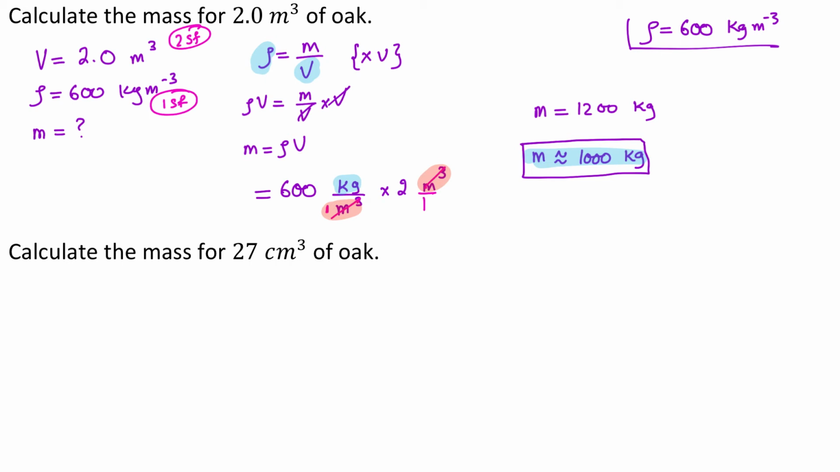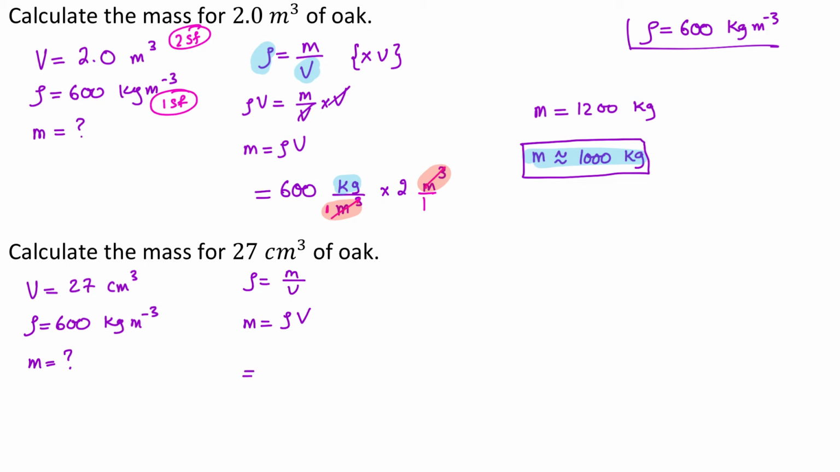Let's calculate the mass for 27 centimeters cubed of oak. And notice that this time our density is in a different unit compared to the volume that we have. I'm going to write the information that I have. Volume is equal to 27 centimeters cubed, and the density is equal to 600 kilograms per meter cubed. And we're trying to find mass, similar to last time, so I'm not going to go through as many steps. Rho is equal to mass over volume, and mass is rearranged to give us rho times V.